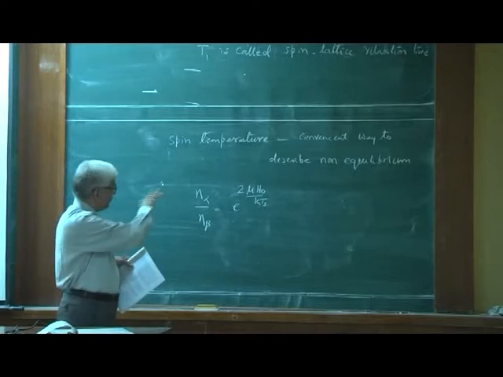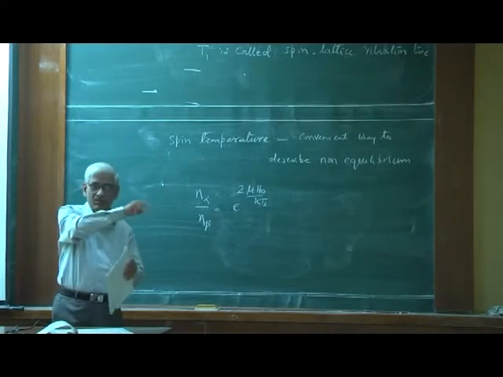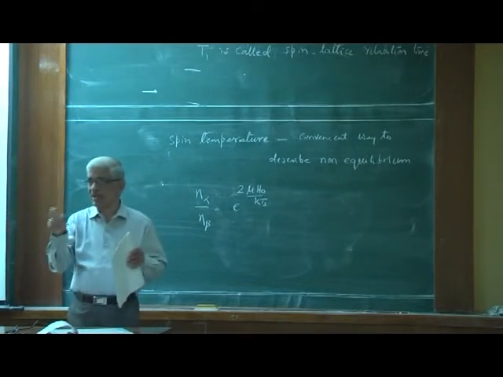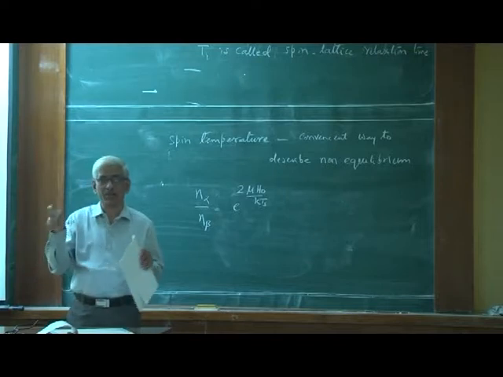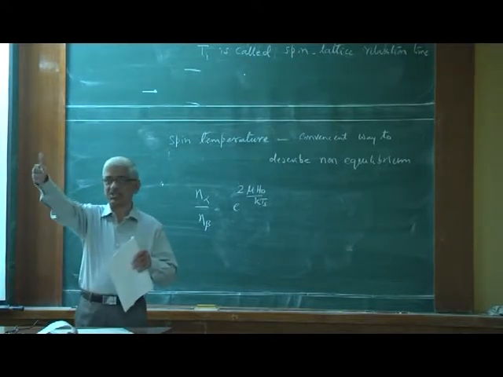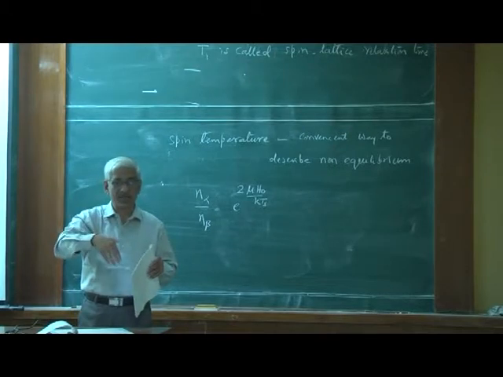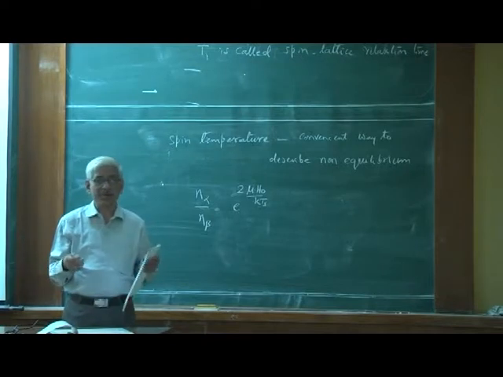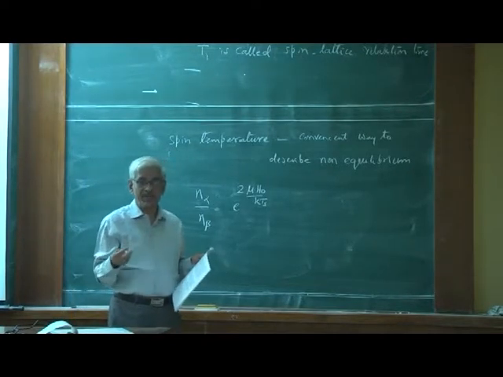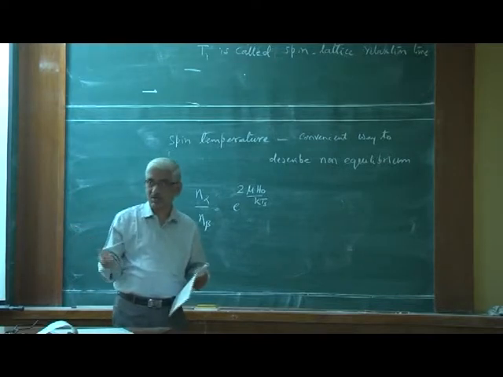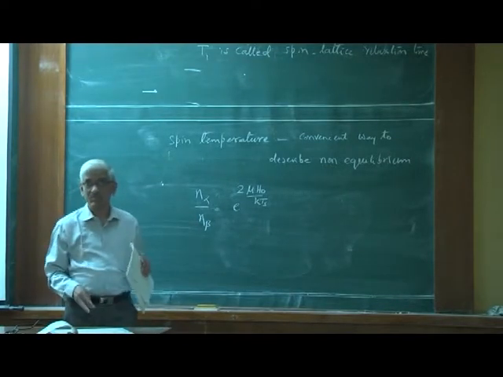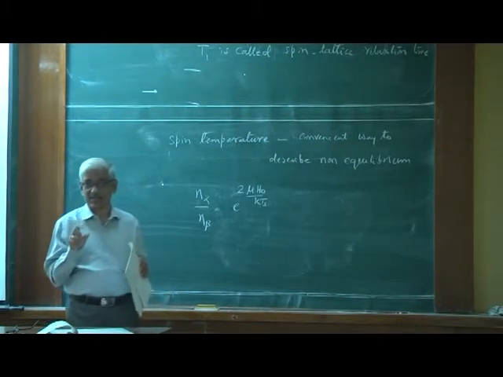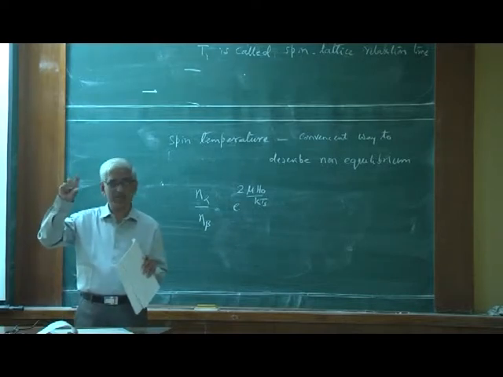It is a very convenient way of representing the non-equilibrium state because the numbers are much more easily digestible. The population numbers themselves are extremely small and the differences are very, very small, so you cannot remember those properly. But if you say the spin temperature is 10 degrees or 300 degrees or 200 degrees, it is easy to visualize how far it is from equilibrium. But if the spin temperature is negative, it would mean that you have an inversion of population. The population is not as per the Boltzmann statistics. At equilibrium, the populations are as per the Boltzmann statistics.